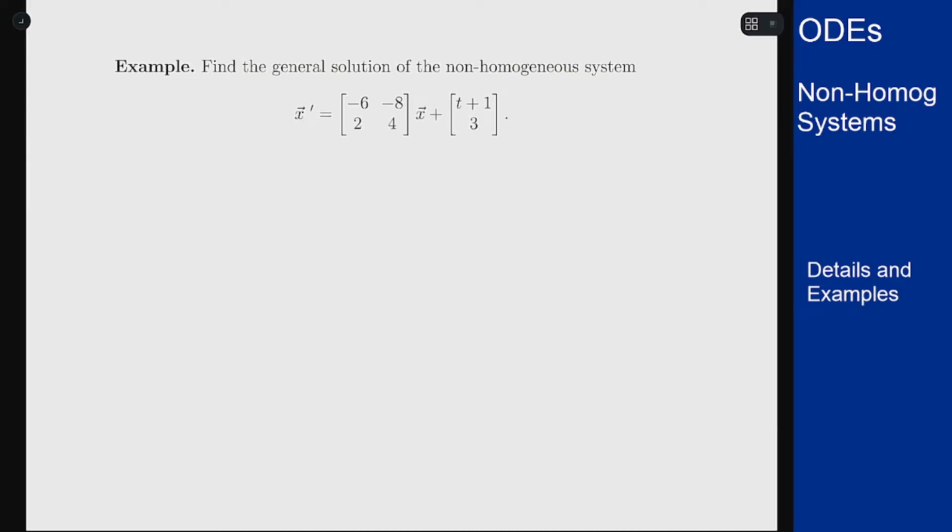In this video, we'll take a non-homogeneous system and solve it all three ways: diagonalization, undetermined coefficients, and variation of parameters. So yes, this will be long, but it will cover all three options for approaching this problem.